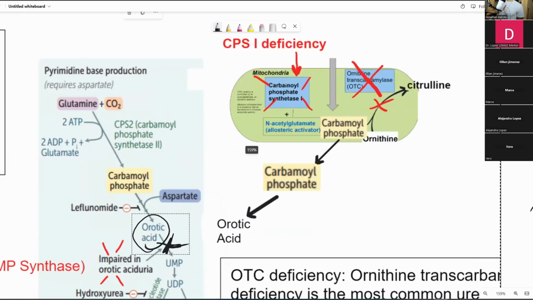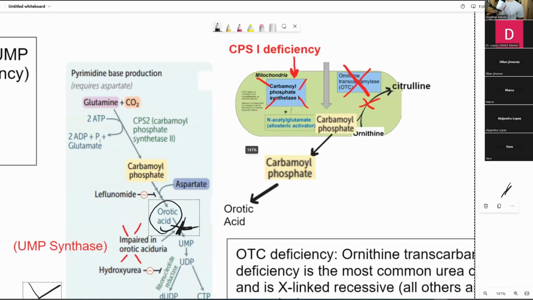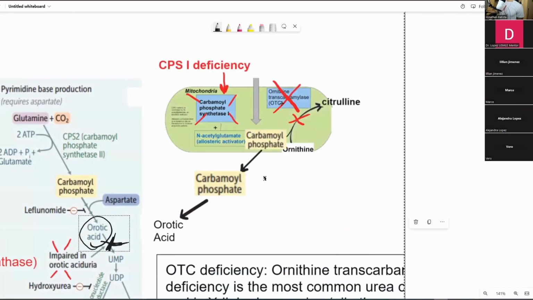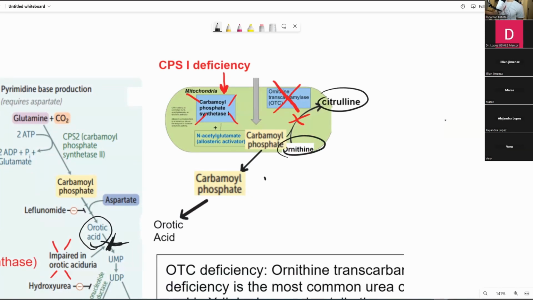CPS1 deficiency. If you have a deficiency of this enzyme right here, this is a whole other disease, CPS1 deficiency. The last deficiency we have to learn to differentiate is OTC. So these are the three enzymes. OTC was the enzyme responsible for turning ornithine into citrulline, and this is inside the mitochondria. One enzyme is the rate-limiting enzyme, the one that creates carbamoyl phosphate inside the mitochondria.